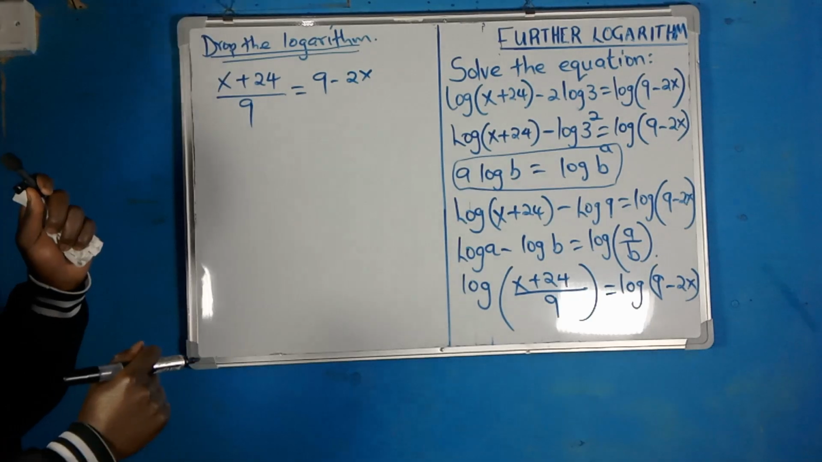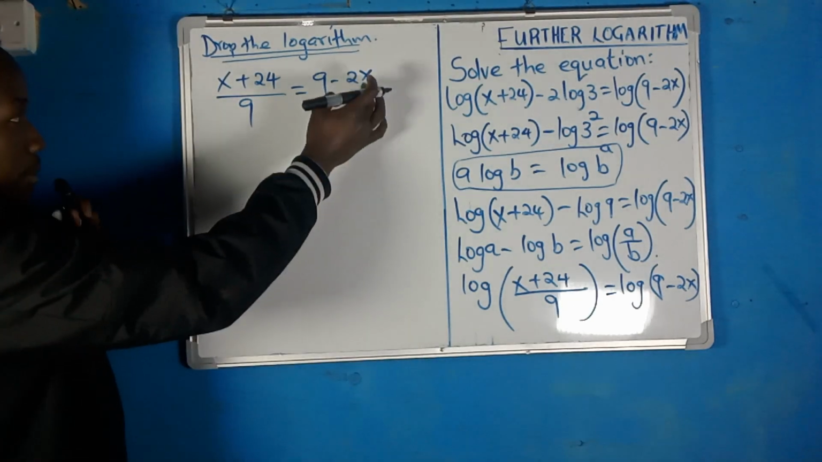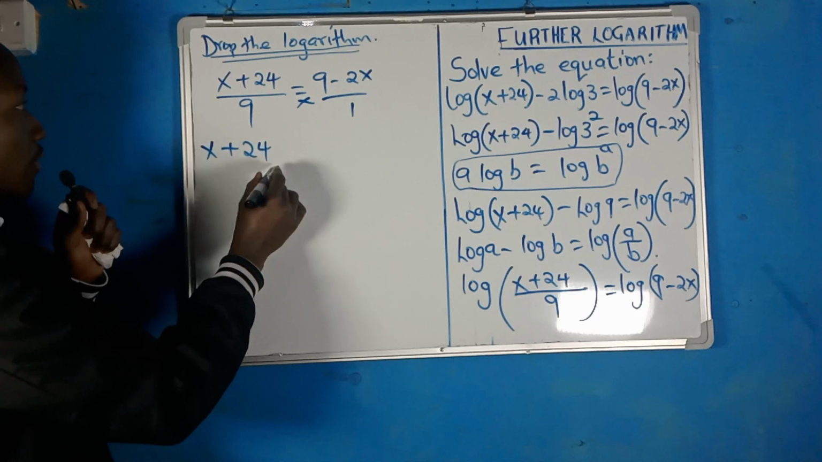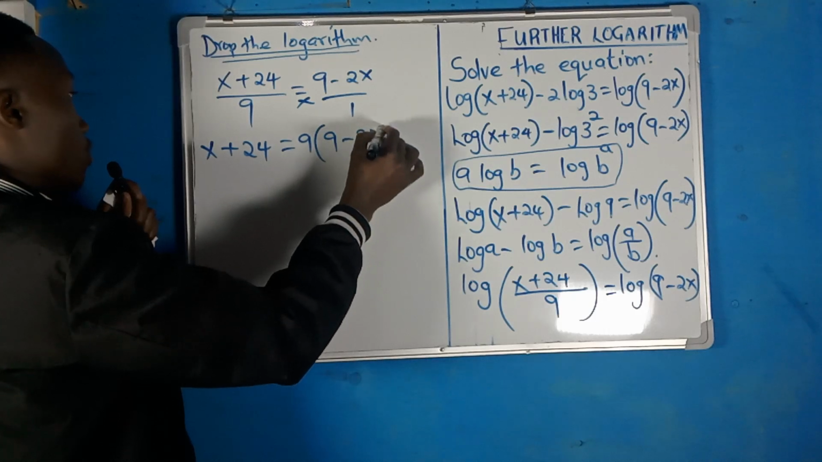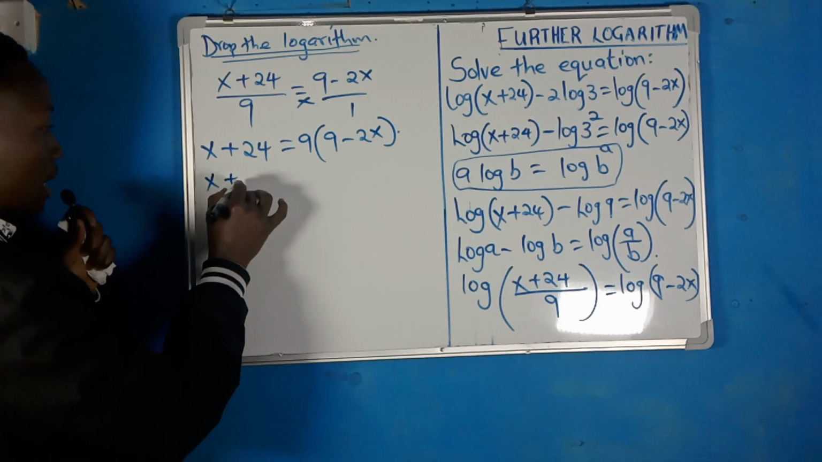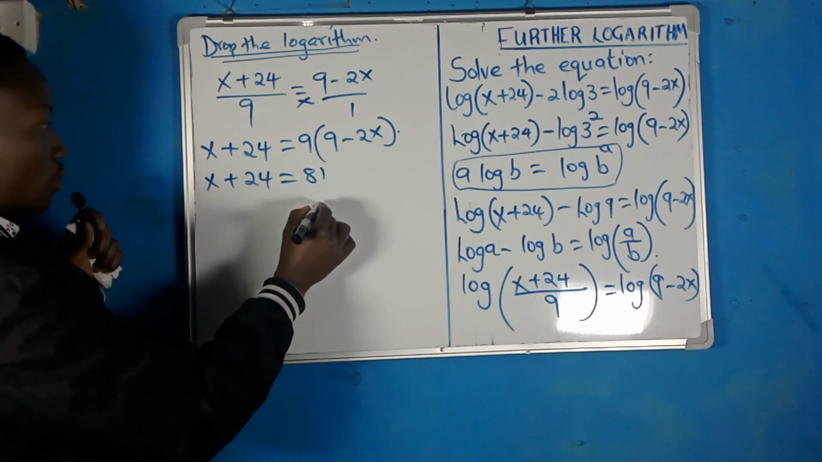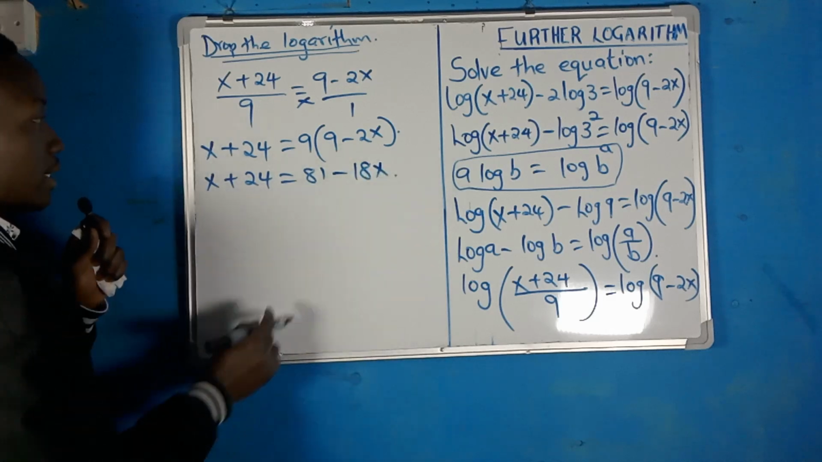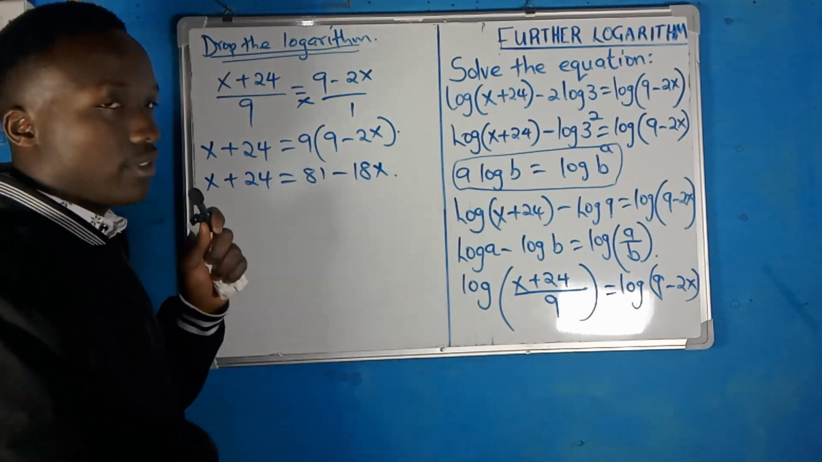So having that, we can cross multiply. Once we cross multiply, this is the same as over 1. We will have x plus 24 is equal to 9 into bracket 9 minus 2x. When we have that, we will have x plus 24 is equal to 9 times 9, which is 81, minus 9 times 2, which is 18x. Remember, a positive number multiplied by a negative number gives us a negative number.